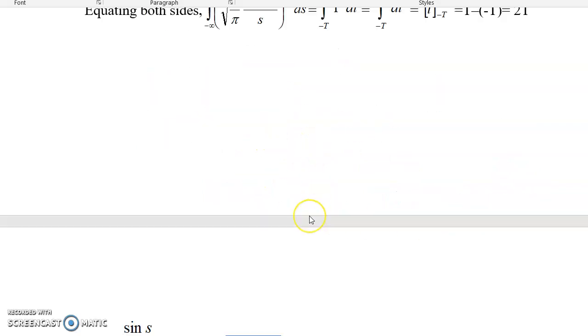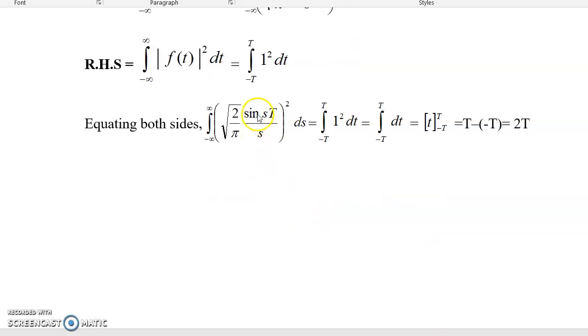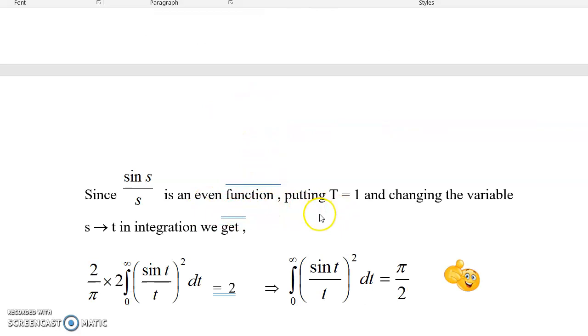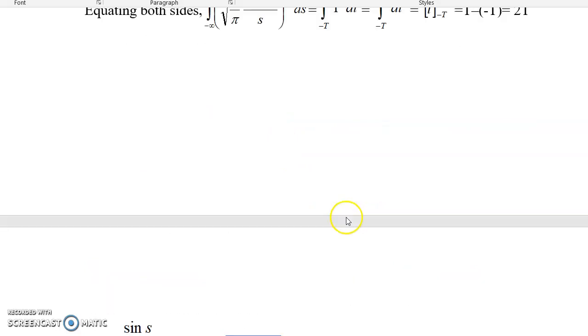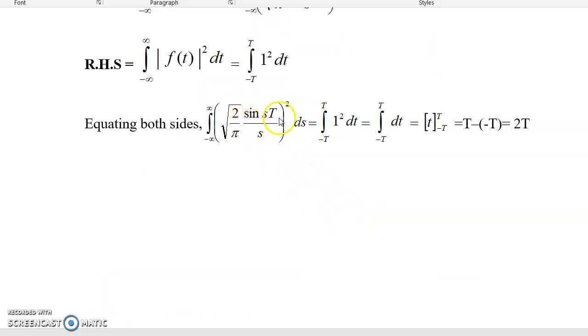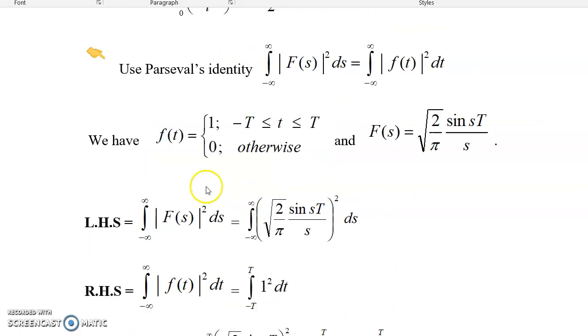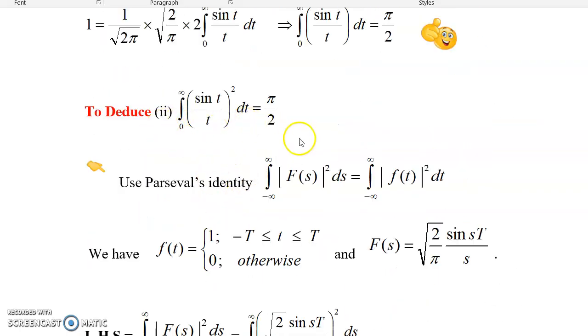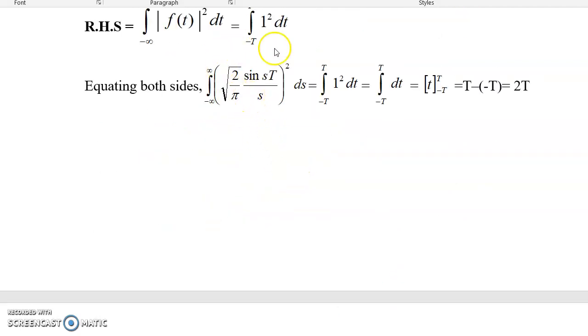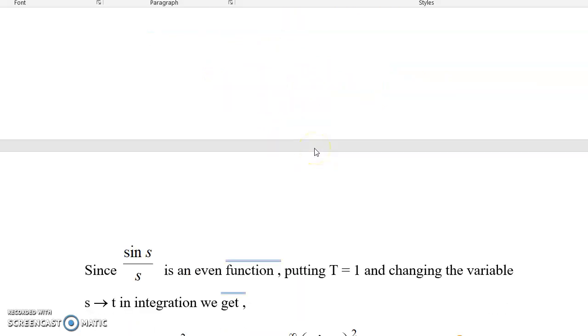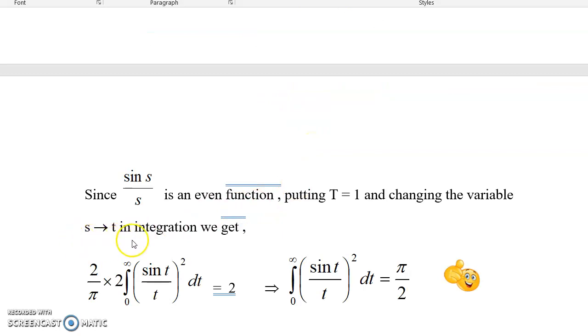Now look at this left side. Small manipulations we may have to do. Sin s by s is going to be an even function, and let us put this capital T as 1. So let us put the value as 1. When you do that, this is an even function. So we can write this as 2 into 0 to infinity, and changing the variable, because in the question they are asking in terms of t, but here in this integration we have it in terms of s. So let us change the variable of integration s to t, and the value of T we can substitute as 1.